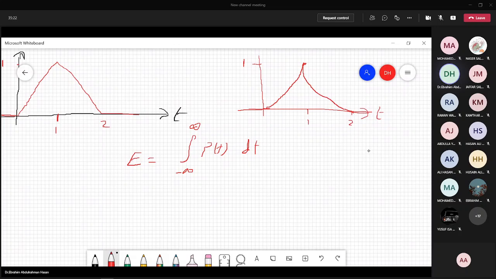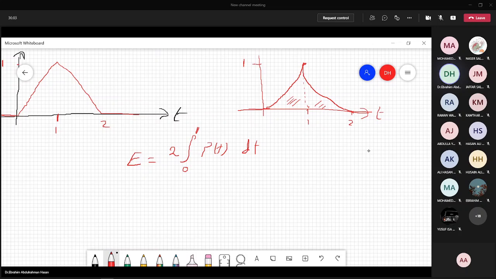So then we don't need to write it from minus infinity. Generally, yes, from minus infinity to plus infinity. But for this one, since from minus infinity to 0 is equal to 0, and from 2 to infinity equal to 0, we need to just integrate from 0 to 2. Since it is a parabola, the area here is equal to the area here. So instead of integrating from 0 to 2, let me integrate from 0 to 1 and multiply it by 2.